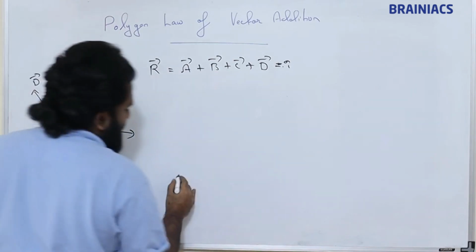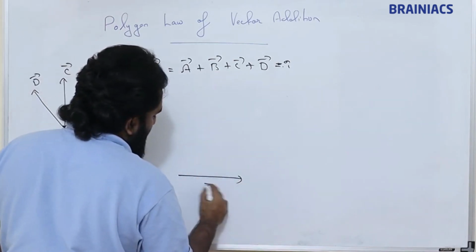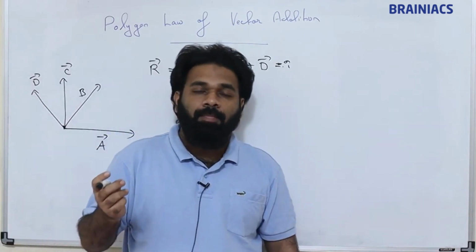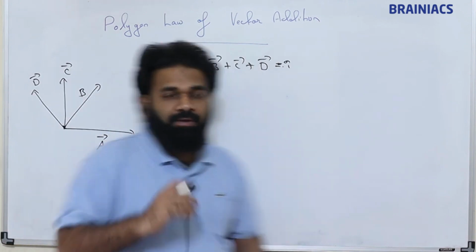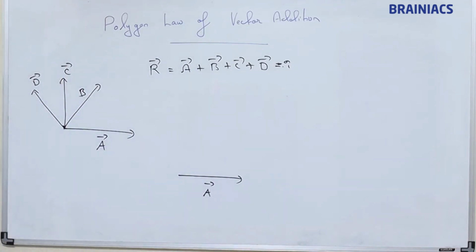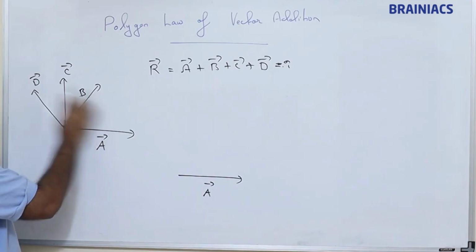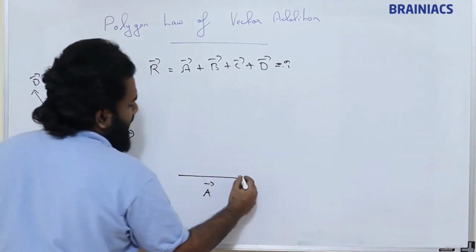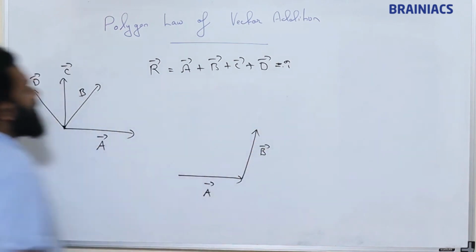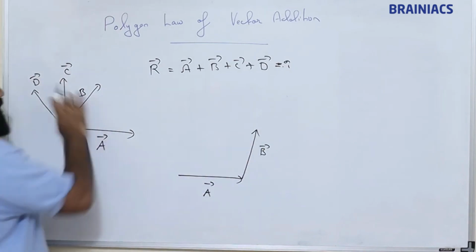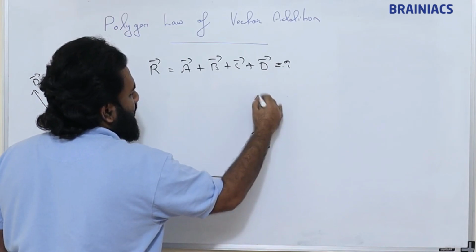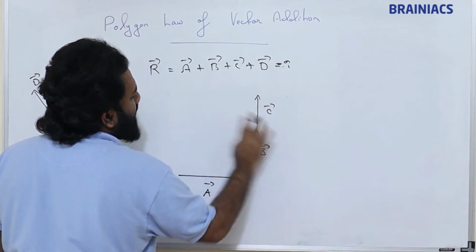So take vector A. Just like in the case of the triangle law of vector addition, we need to place the tail of the next vector at the head of A. Say for example, if we are taking B, place the tail of B at the head of vector A. So vector B we have done. Take vector C. So this is vertical. So using the parallel shifting method, take vector C at the head of vector B.